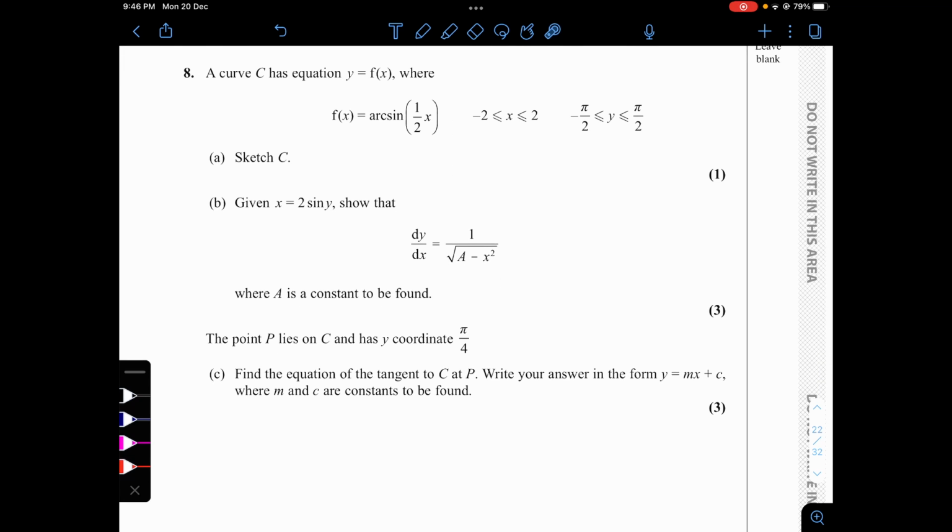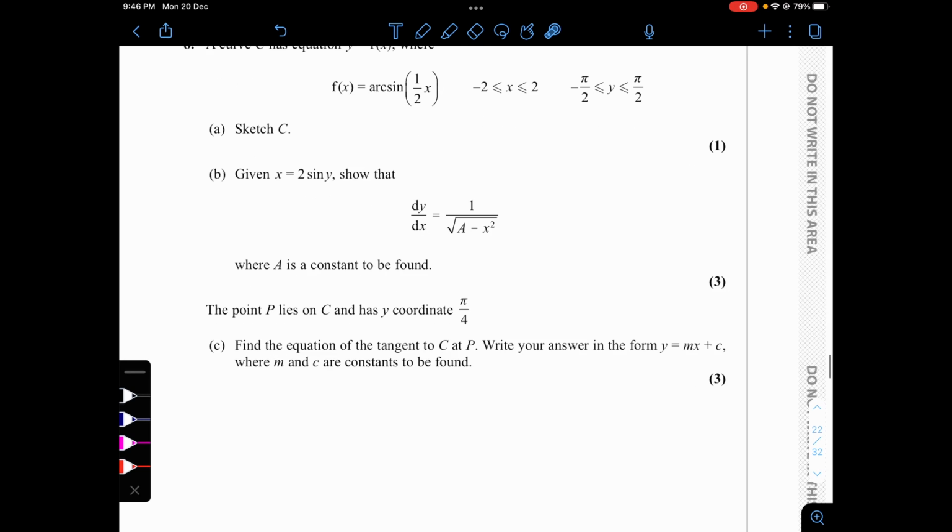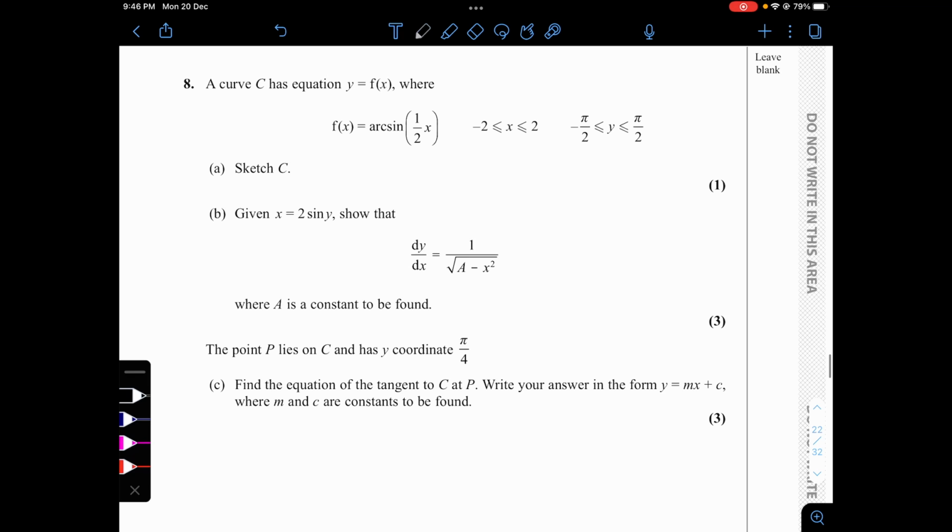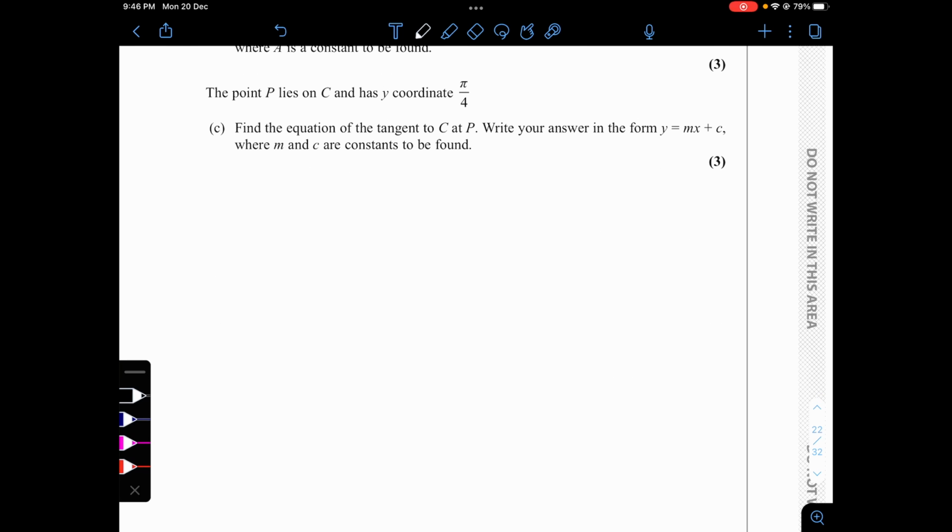So we have the question: a curve C has equation y equals f of x, where f of x is arcsine of half x, with the domain -2 less than or equal to x less than or equal to 2. So this is the range -2 to 2 for x, and this is the range minus pi over 2 to pi over 2 for y. So sketch C. Let's sketch C here.